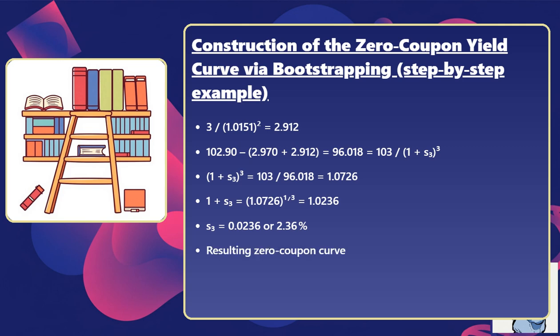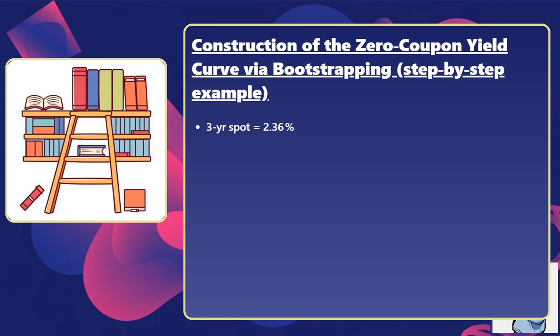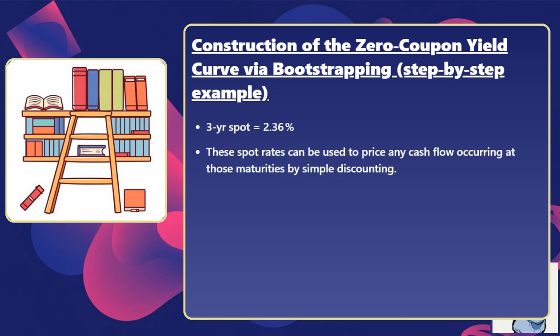Resulting zero coupon curve. 1-year spot equals 0.99%. 2-year spot equals 1.51%. 3-year spot equals 2.36%. These spot rates can be used to price any cash flow occurring at those maturities by simple discounting.